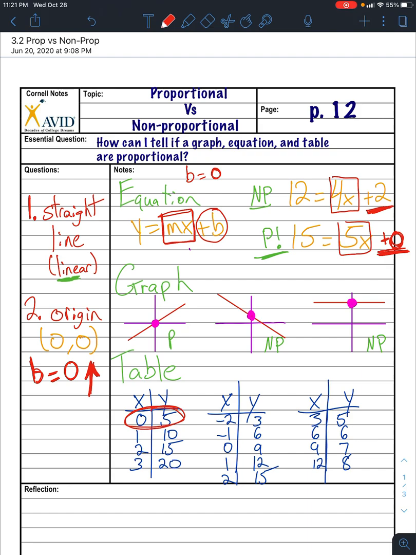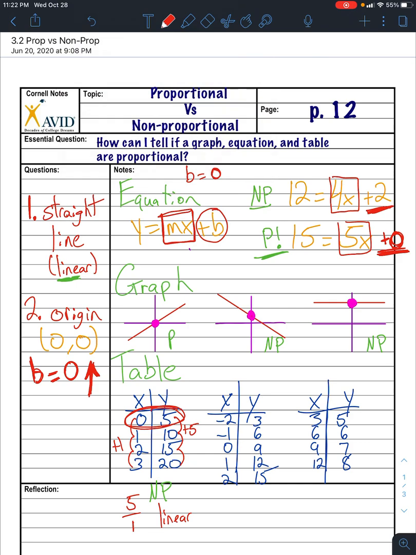It's not proportional. Now, to test to see if it's a straight line, what you have to do is see if there is a constant rate of change. So every time it's increasing by 5, over here, every time it's increasing by 1, it's doing the same thing every time. So my constant rate of change is 5 over 1. So this one would be linear, but we already said it does not go through the origin, so this one is non-proportional.